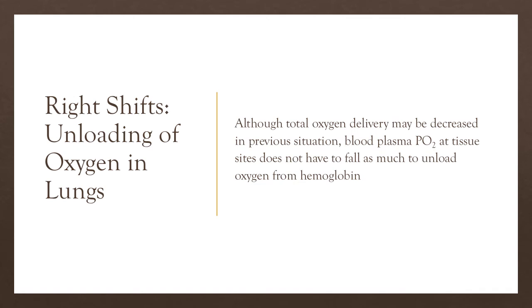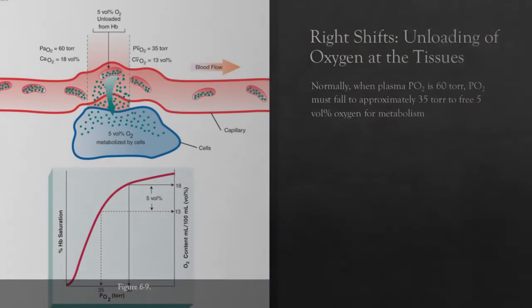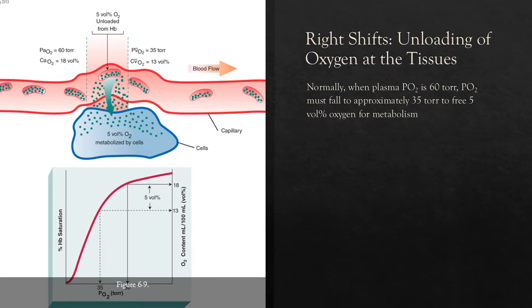Although total oxygen delivery may be diminished in the previous situation, blood plasma at the tissue sites does not have to fall as much to unload oxygen from hemoglobin. In other words, oxygen hops off of hemoglobin easily. Normally, when the plasma PO2 is 60 torr, the PO2 must fall about 35 torr just to free 5% of oxygen for tissue metabolism.